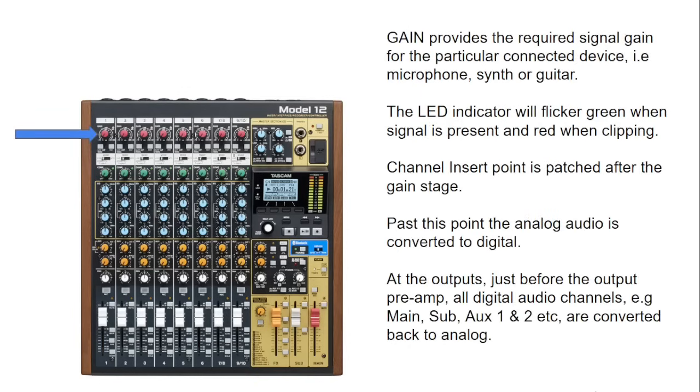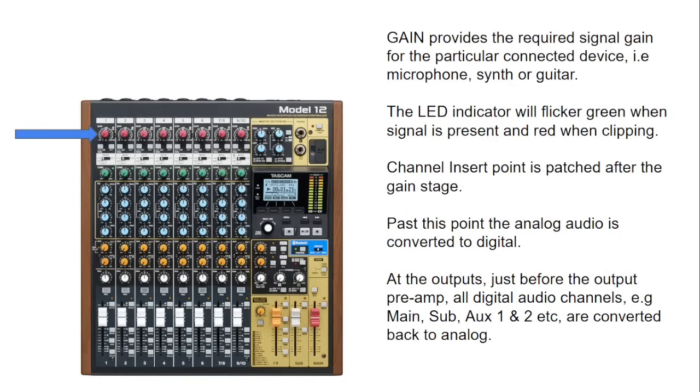We start everything with the gain. The gain knob provides the required signal gain for the particular connected device, like the microphone, synthesizer, or the guitar. And we have an LED indicator that will flicker green when the signal is present. And if it's too loud and starts clipping, we get a red LED flickering instead. So make sure you watch out for that LED. Make sure it's not flickering red all the time.